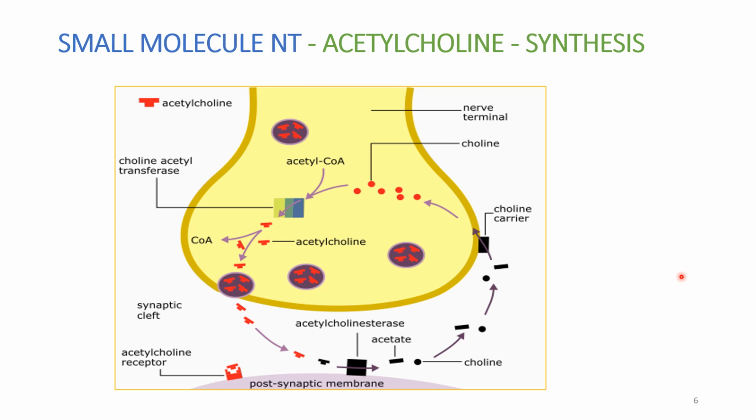Next, see the synthesis and storage. Acetylcholine is synthesized within the presynaptic terminal. This is the presynaptic nerve terminal, and this is the postsynaptic membrane and postsynaptic nerve terminal. It is synthesized only in the presynaptic nerve terminal. How is it synthesized? Acetyl-CoA comes from mitochondria, and choline comes from the food, or from reuptake through the choline carrier. Now these two are reacted.